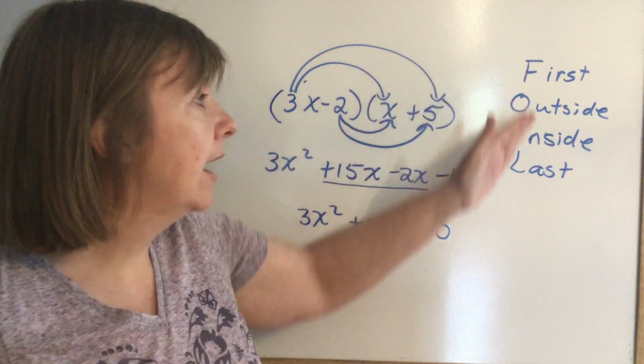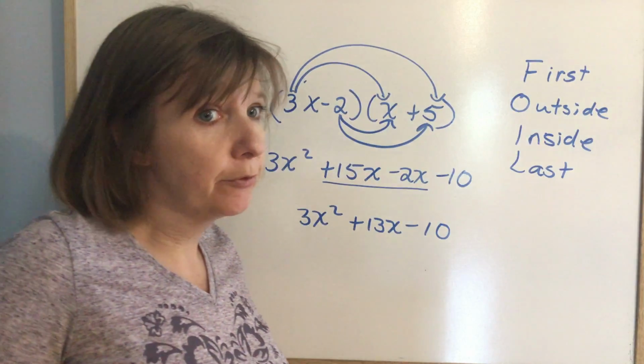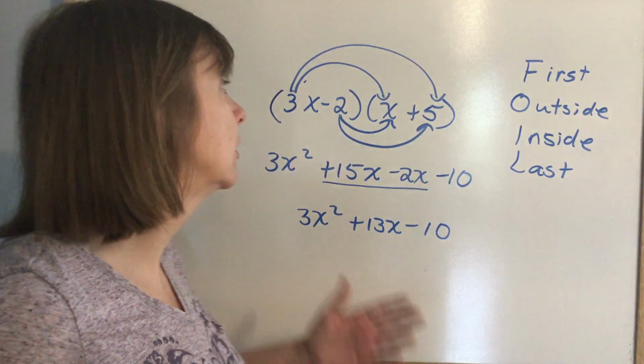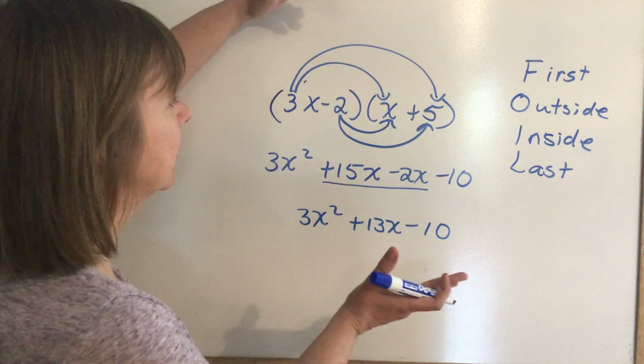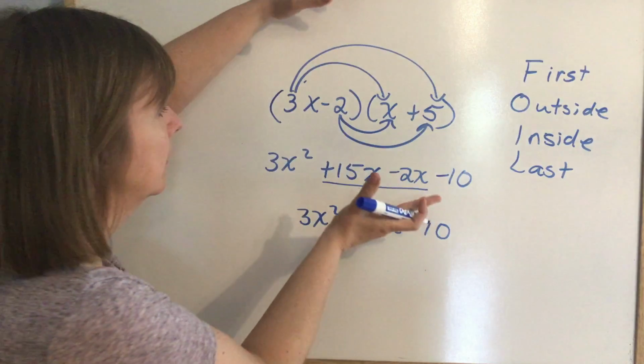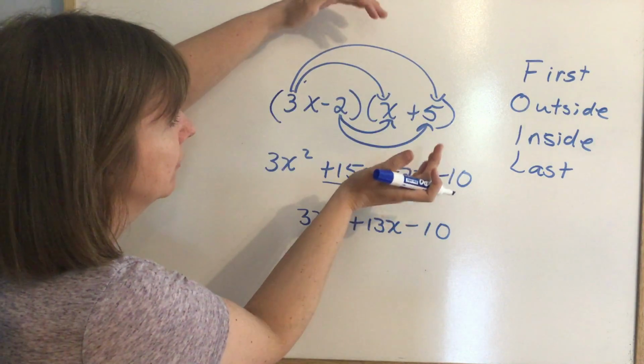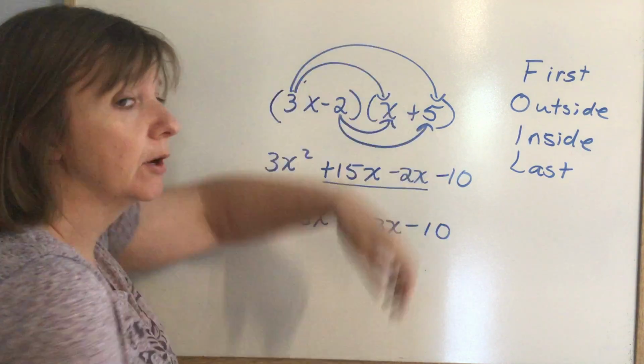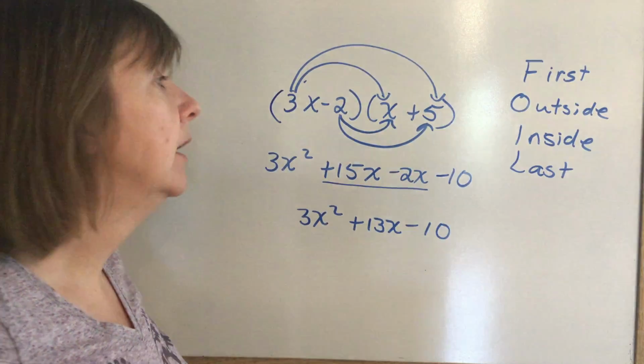So the acronym that is used most often for that is FOIL. However, I've had kids say it looks like a lobster claw or a clam or something by the way they draw the arrows. I don't care what you call it.